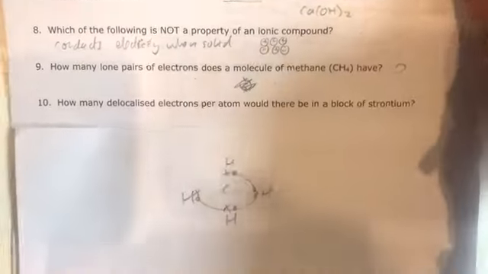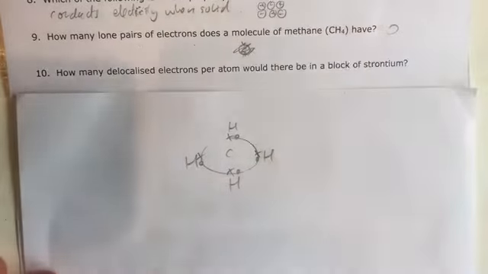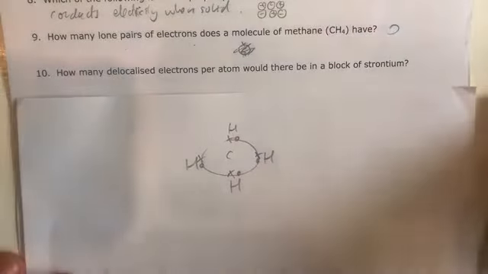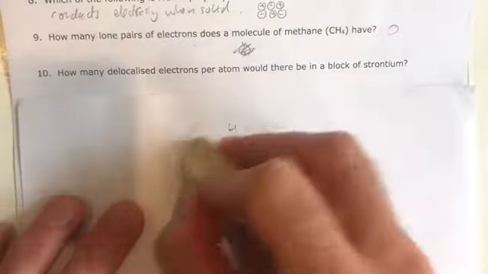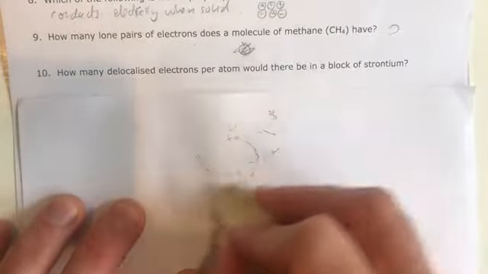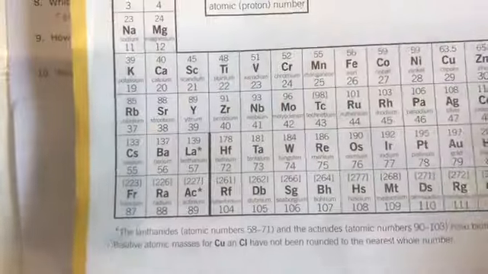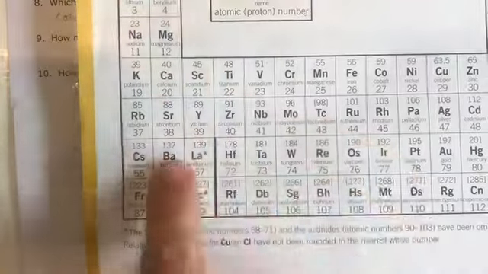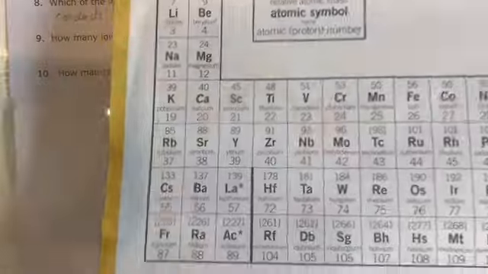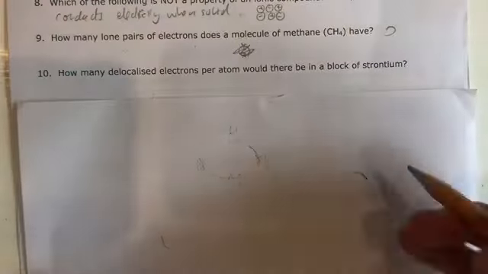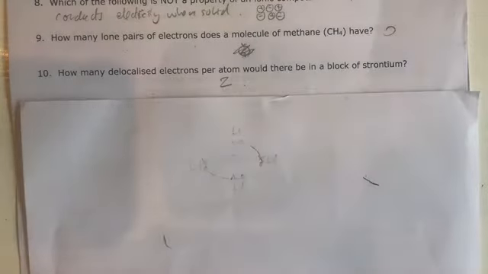Okay, number 10. How many delocalized electrons per atom would there be in a block of strontium? Strontium is probably something you've never heard of, so you had to look at a periodic table. There it is, strontium. It's in group 2. That means it'll have 2 electrons on the outside, therefore there would be 2 per atom delocalized. And 89% of you sorted that out.